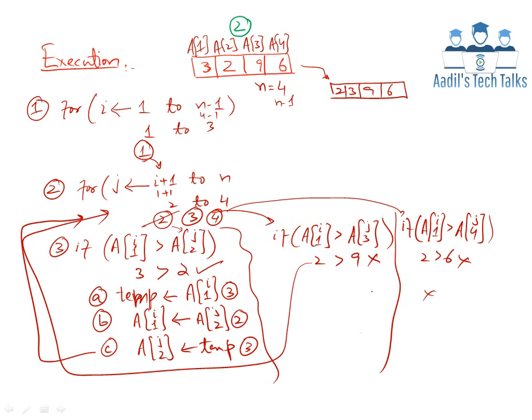Now when we come back to this point, j is incremented to 5, which is not allowed, so the loop terminates and the control is transferred back to step number 1, where now i will be incremented to 2. Okay, so actually all these executions were part of step number 1, and now when i is incremented to 2, this will be step number 2.